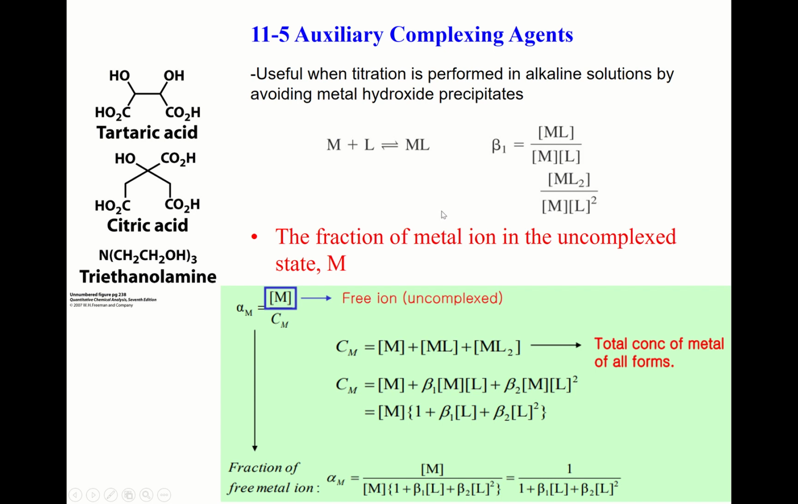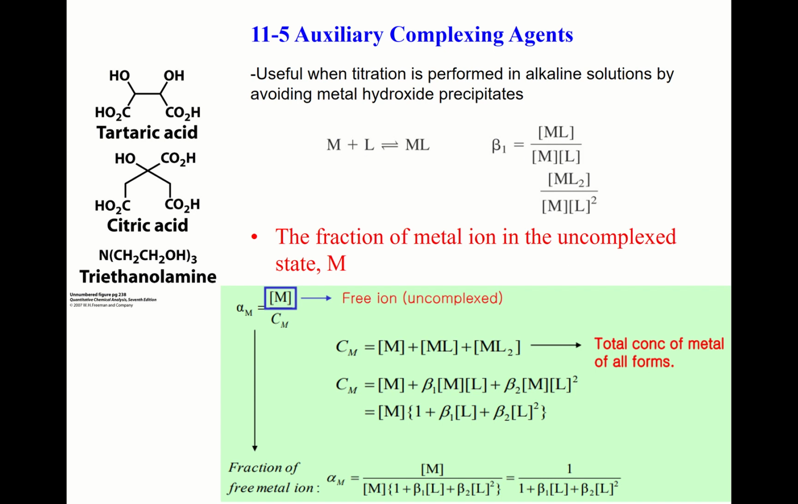Okay, now we can develop the theory in this case. Let's write it this way: the metal and the ligand, where this ligand is the auxiliary complexing agent. And then we write the equilibrium constant. In this case, instead of K, let's say it's beta 1. Beta 1 is ML divided by M multiplied by L.